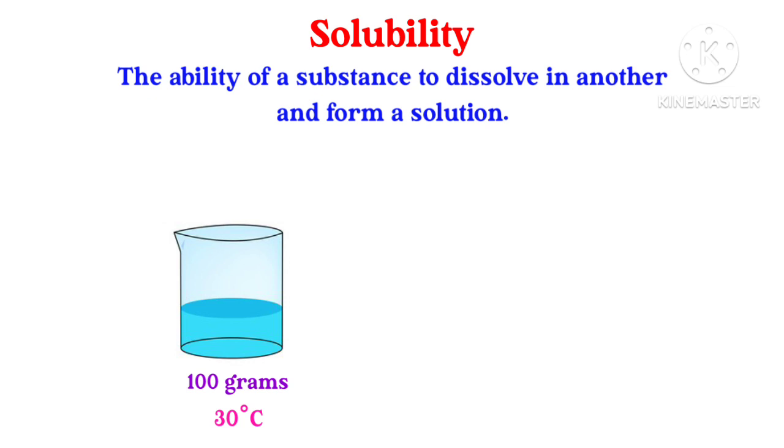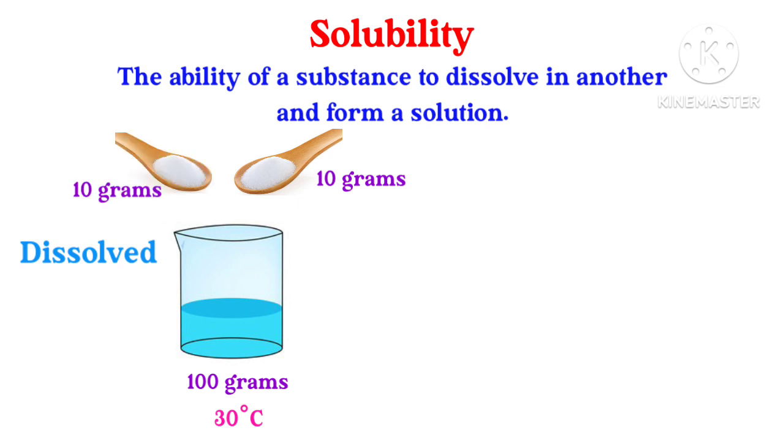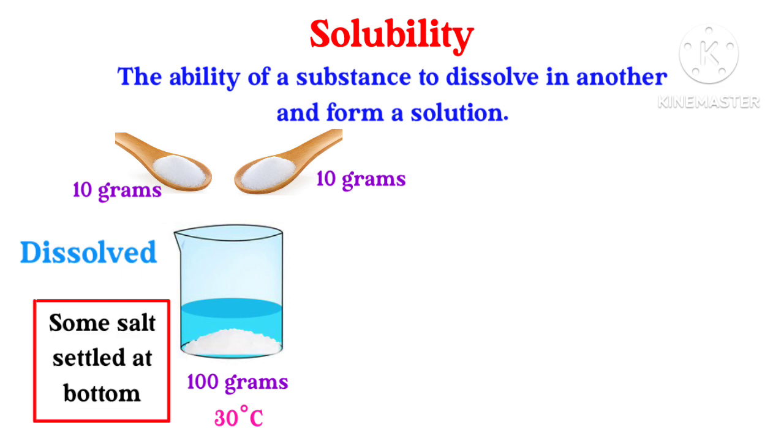Firstly, add 10 grams of salt in 100 grams of water. It easily dissolves in the water. Secondly, again add 10 grams of salt in 100 grams of water, but this time some salt dissolves in the water and some salt settles down at the bottom. This means that a saturated solution of salt and water has been prepared at 30 degrees centigrade.